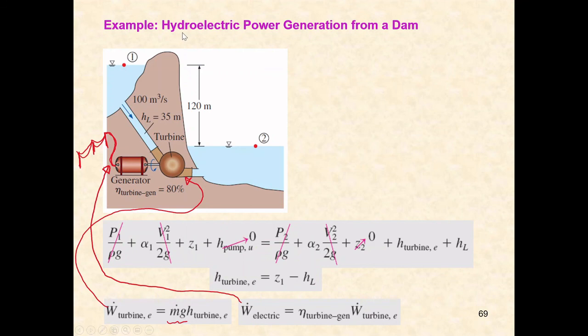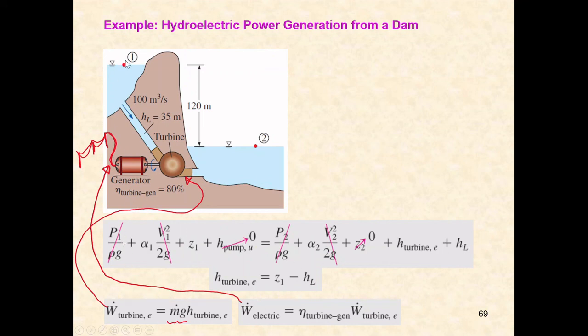Okay, here is an example of hydroelectric power generation from a dam. You can see that this example we have gone through before, but this time we look into it again with a full energy equation. So you can compare point 1 to point 2. The water flows from point 1 through a turbine and then reaches point 2. All right, so we write this energy equation with pump, H turbine, and head loss.